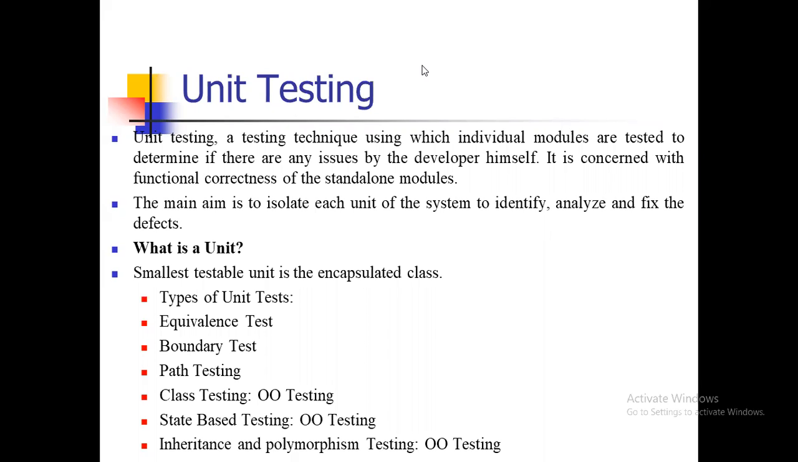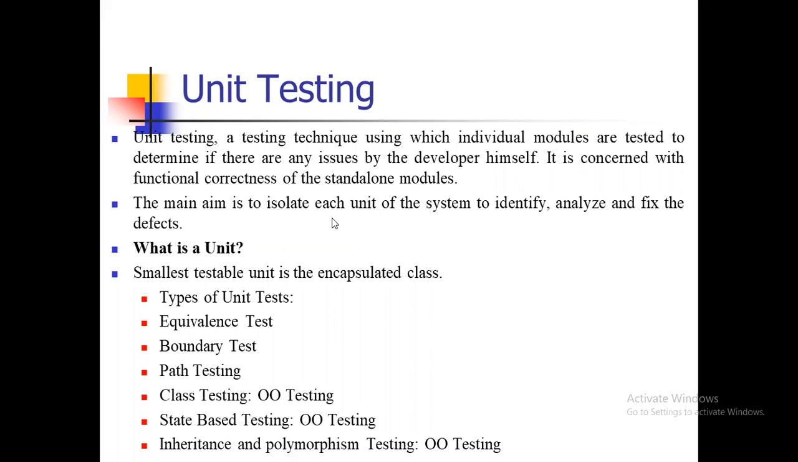And the third one is path testing. It exercises all possible paths through the code at least once. This is path testing. And the fourth one is class testing. Here the class is the smallest testing unit of the object oriented methodology. A class is the smallest testing unit of the object oriented system. So in class testing, each separate class with its instance is tested. We are going to test each class and its objects.